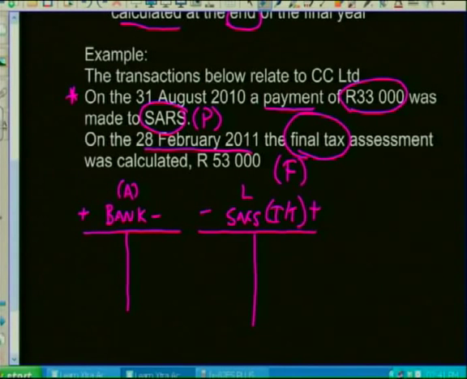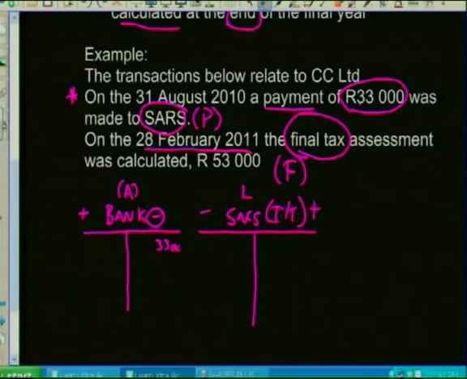Right, let's start with our bank account. The company is making a payment of 33,000. So what has to happen to your bank balance? If I'm making a payment, money is leaving my bank account. So bank is going to decrease by 33,000.